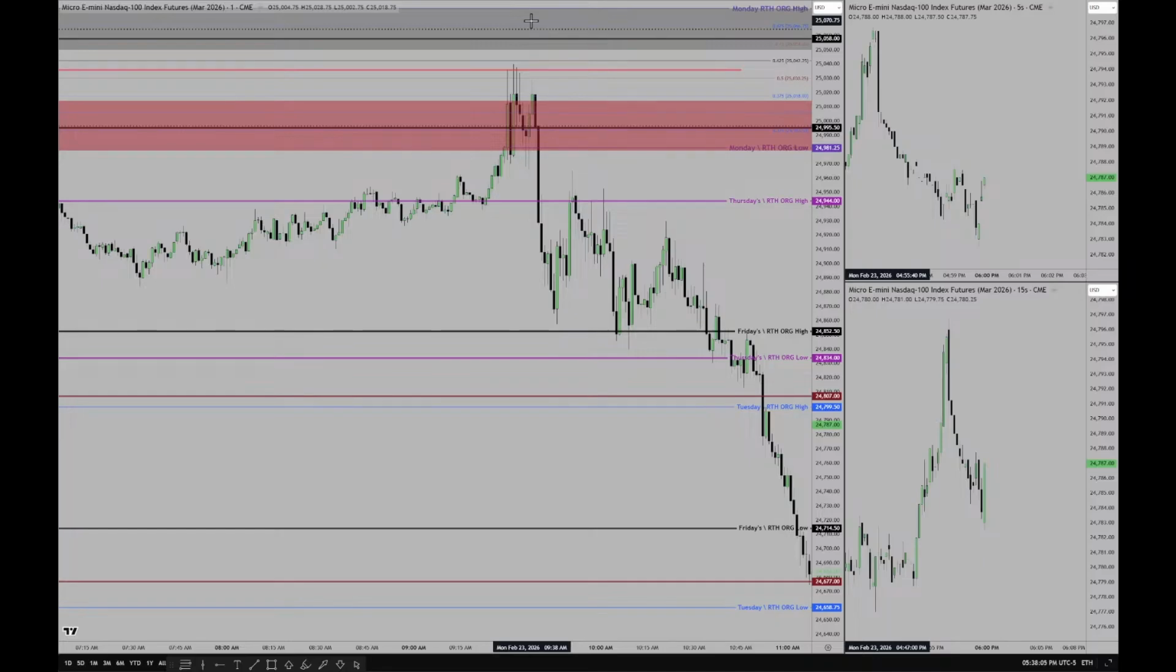So if it's Forex, the same thing there. It's liquidity or opening ranges.